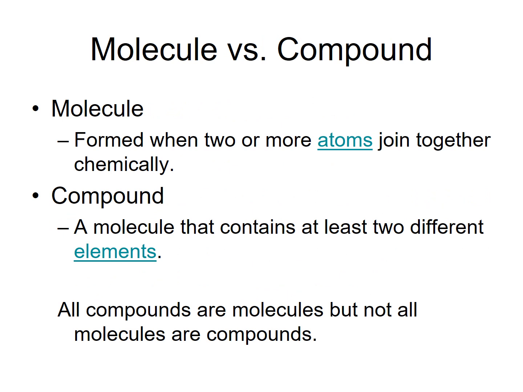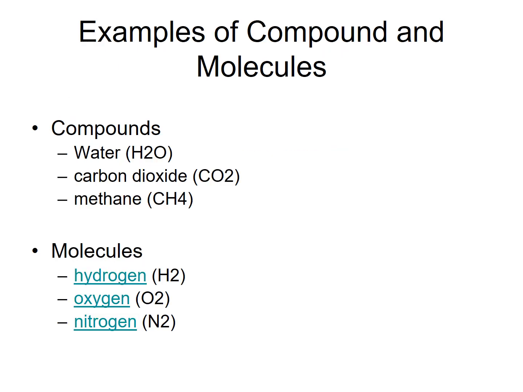We didn't really get into molecules versus compounds, but well, yeah. A molecule is formed when 2 or more atoms are joined together. Chemically, a compound is a molecule that contains at least 2 different elements. So here are some examples. These are molecules, where 2 or more are gathered together, and they're the same. So you have H2, you have O2.